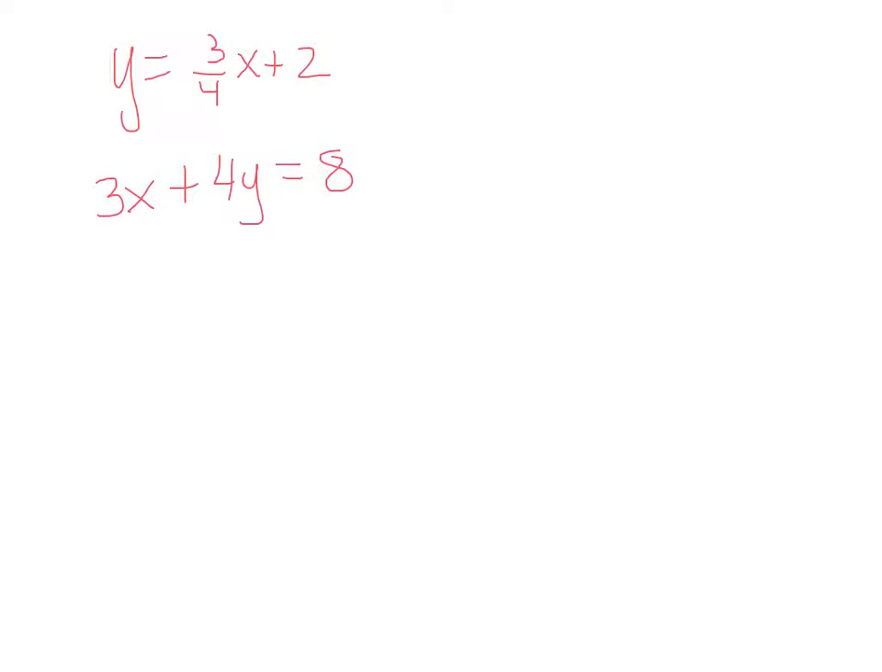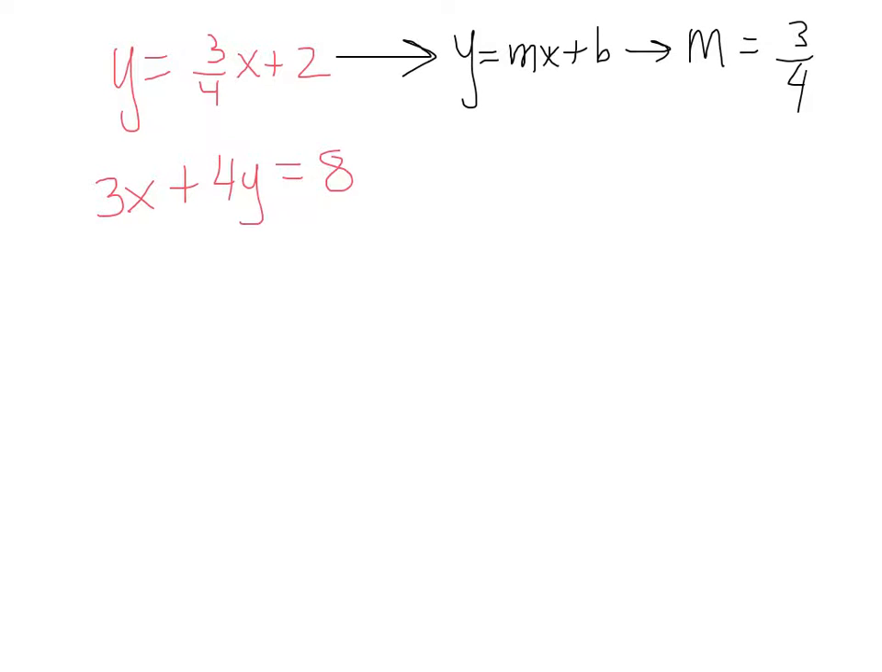Well, we look for the slopes. The first line is very easy. This is in our y equals mx plus b form. So we can see right away, without having to do any work, that the slope of this first line is 3/4. Second line, we've got to do a little work.